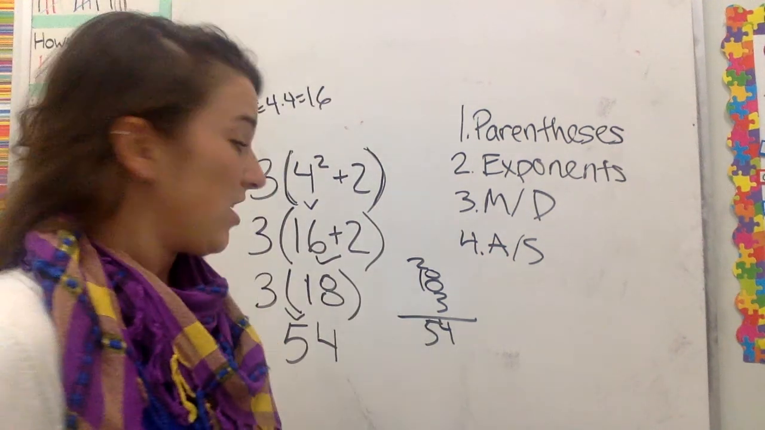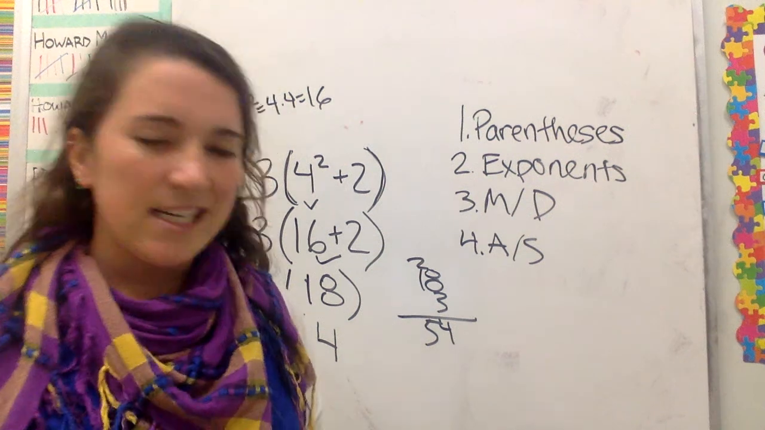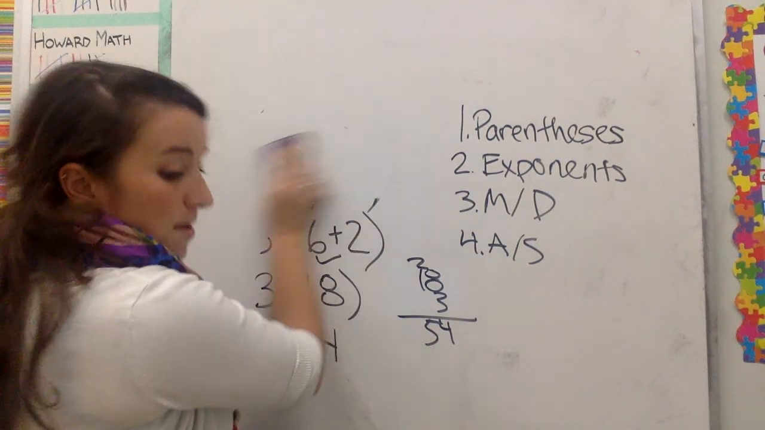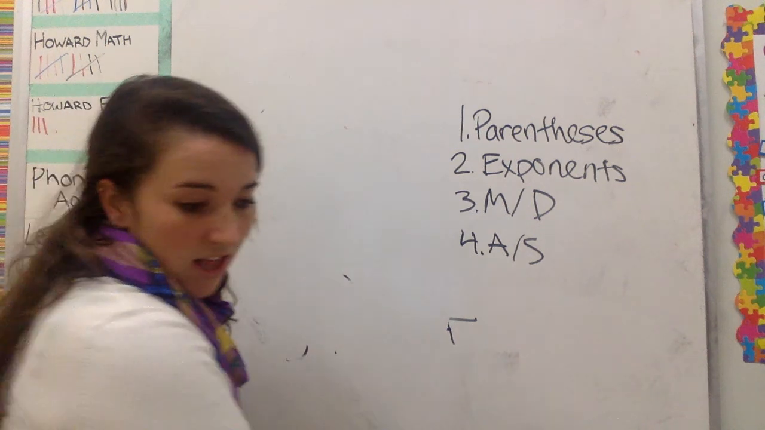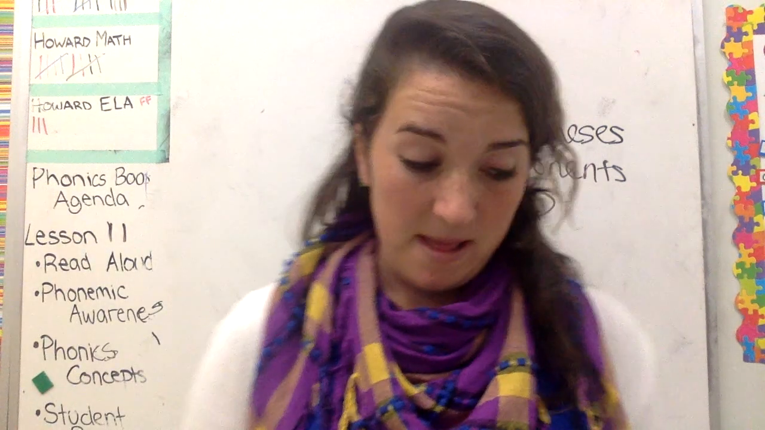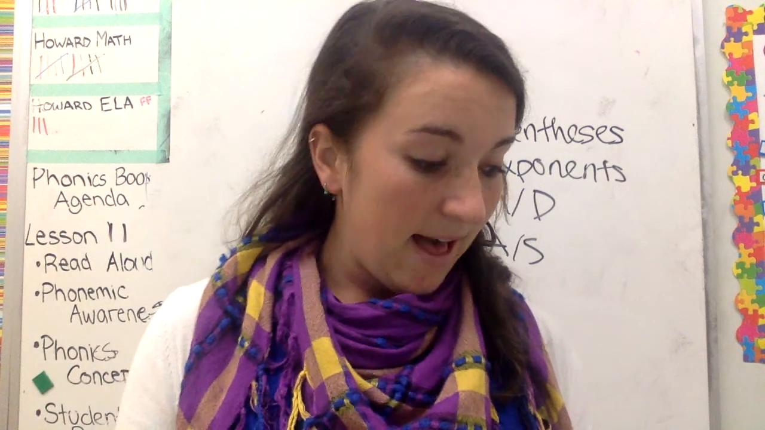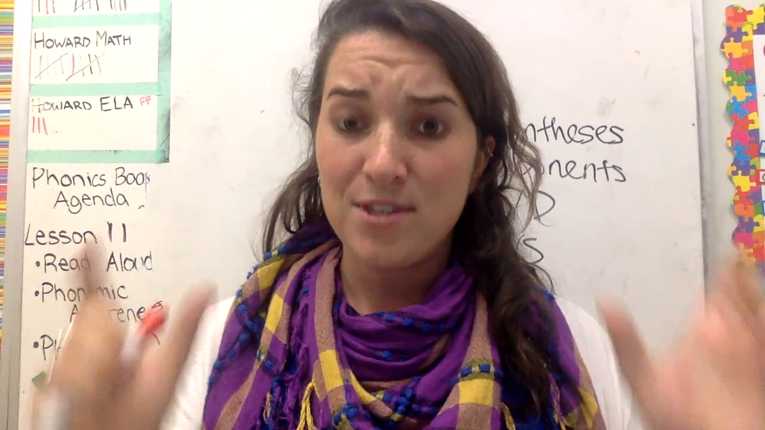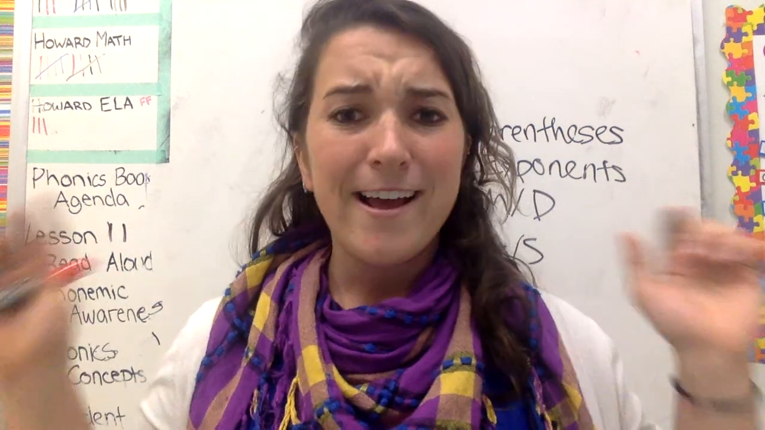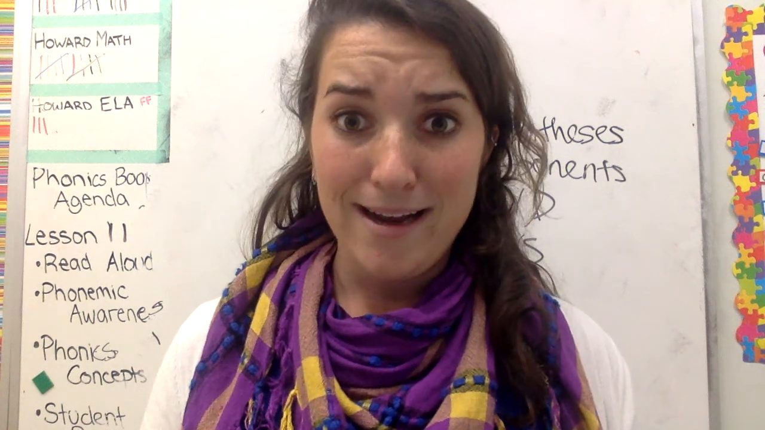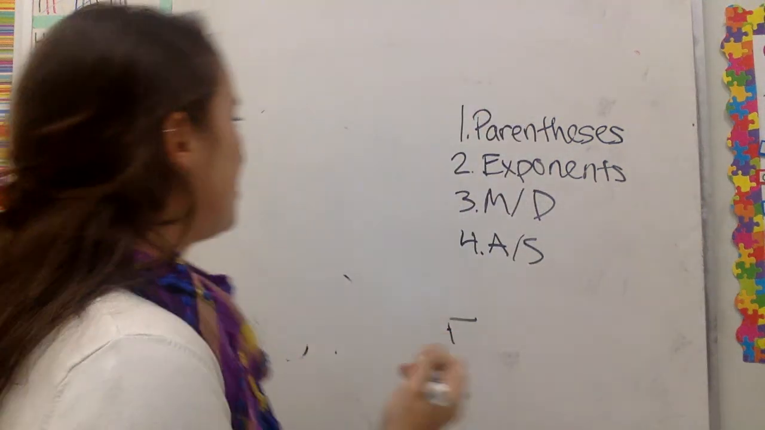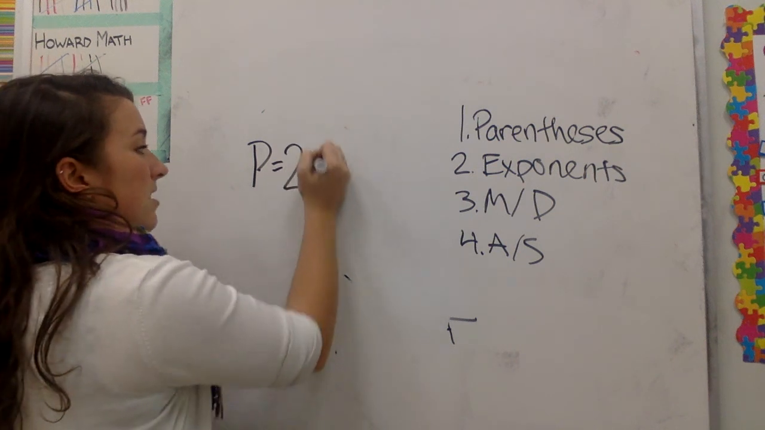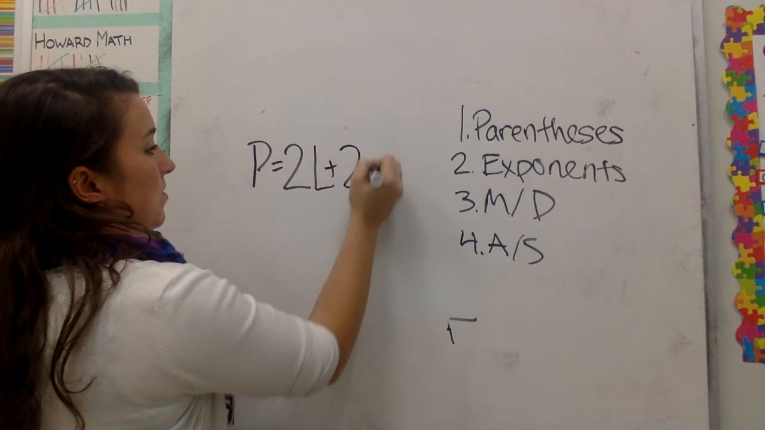Okay, so now that we've done that, let's get started on a word problem. Number 2. The perimeter of a rectangle can be found using the formula P equals 2L plus 2W. When you're reading this problem and you see an expression or an equation, stop right there and rewrite it because it's probably going to be important. So I'm going to rewrite it. P equals 2L plus 2W.